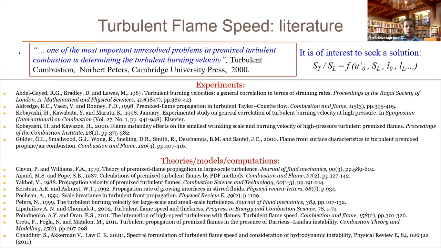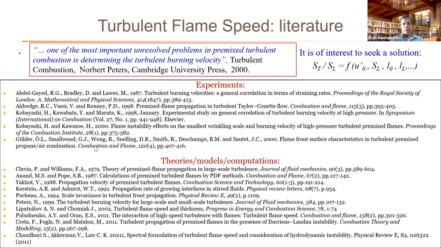There has been a huge body of literature on this, and as Peters said in his book in 2000, one of the most important unresolved problems in premixed turbulent combustion is determining the turbulent burning velocity. There have been a lot of other works with experiments, modeling, and simulations, but still we do not comprehensively understand this. We do not have a theory that describes turbulent flame speed unambiguously. So that is still lacking.